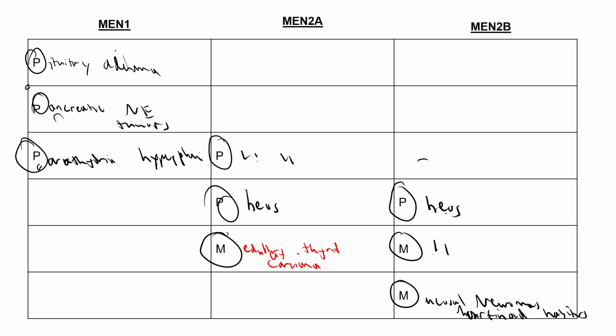This is the way I kind of remember it. I think of 3 Ps. One of those Ps is shared between MEN1 and MEN2A. And then I think 2 Ps and an M. And then I think 1 P and 2 Ms. So you kind of get more Ms as you go down. With MEN2A, you have 1 M, and by MEN2B, you have 2 Ms. And a lot of these Ps are shared.